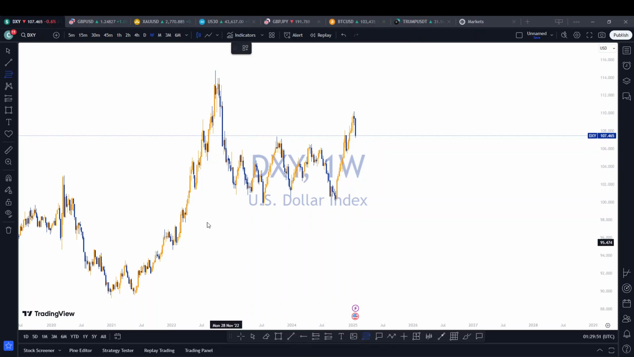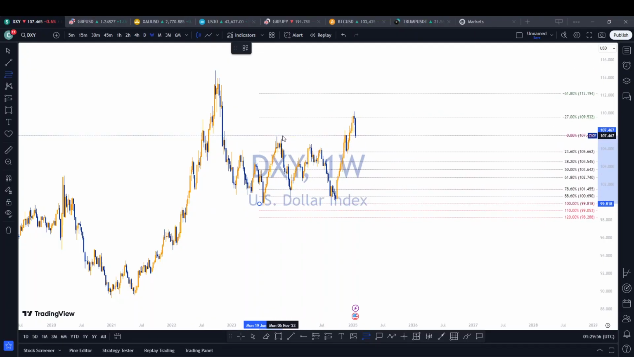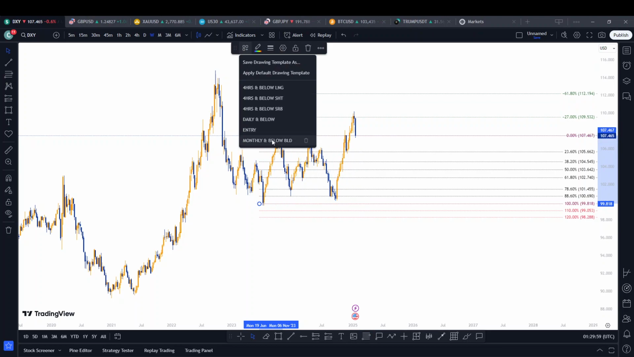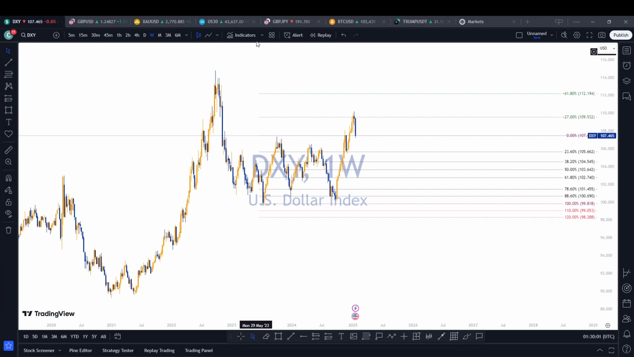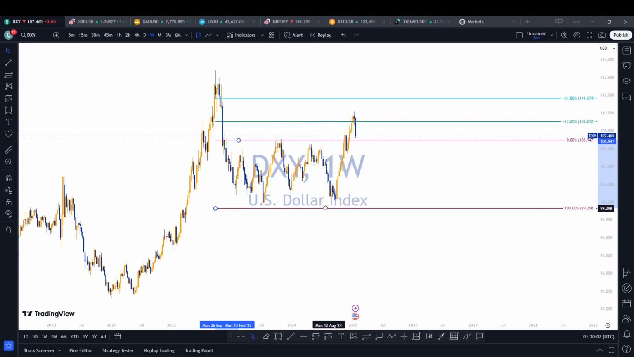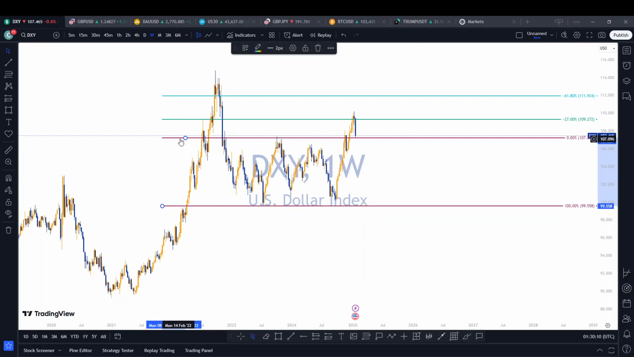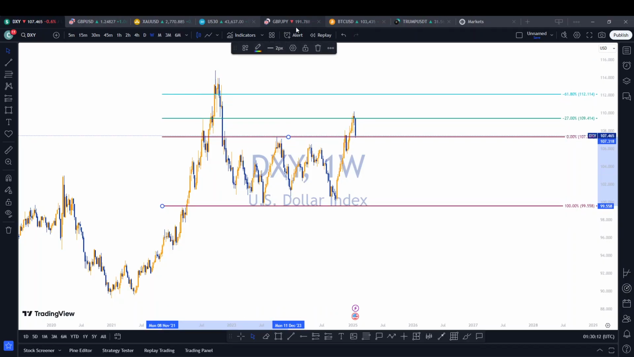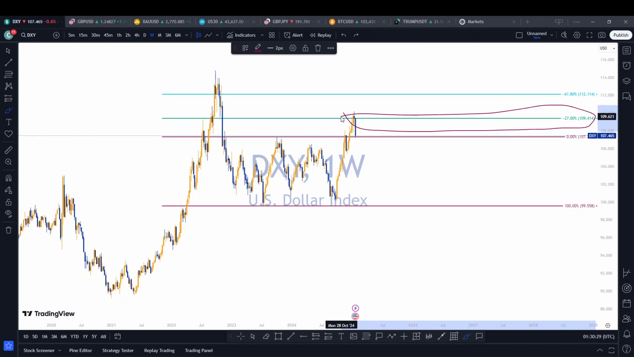So yeah, I'm going to drop my fib from the first point to the other point. Based on our current price action on the weekly time frame, we have that impulsive move, correction, and a continuation, right? And we can see that we are currently around my negative 27% fib level.